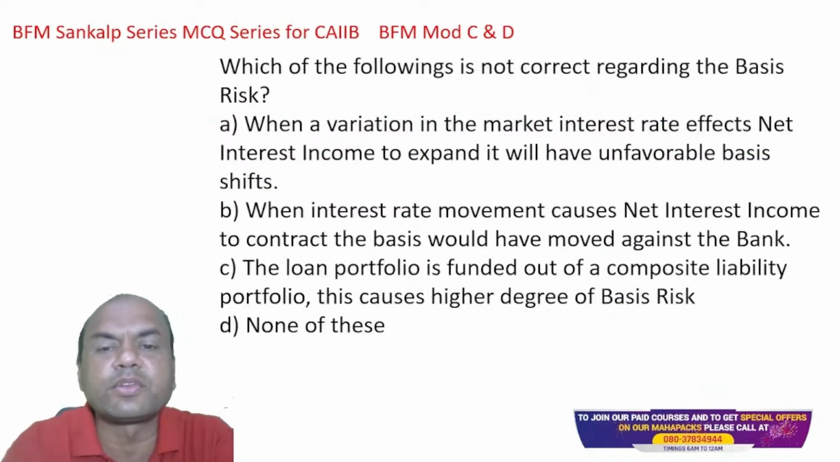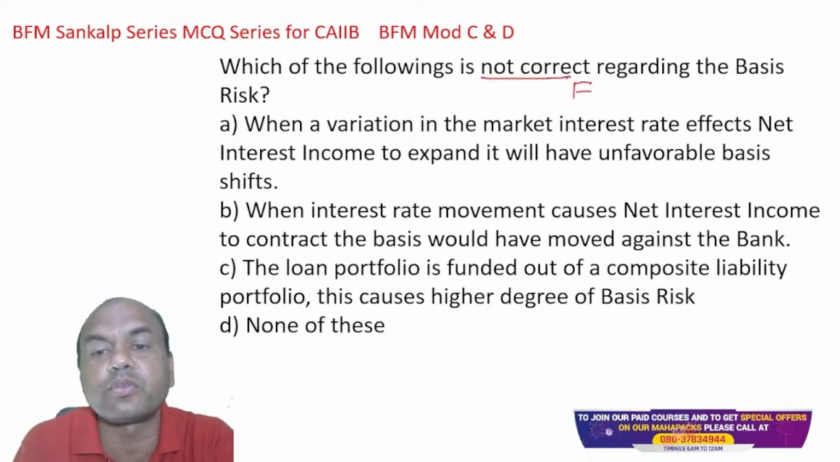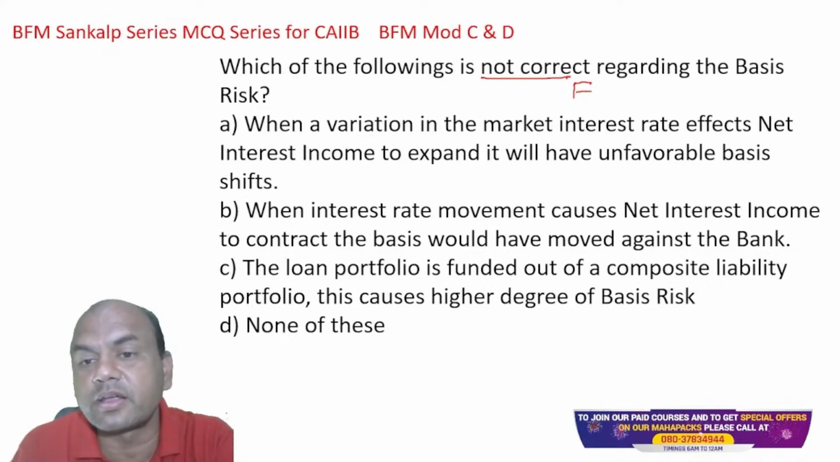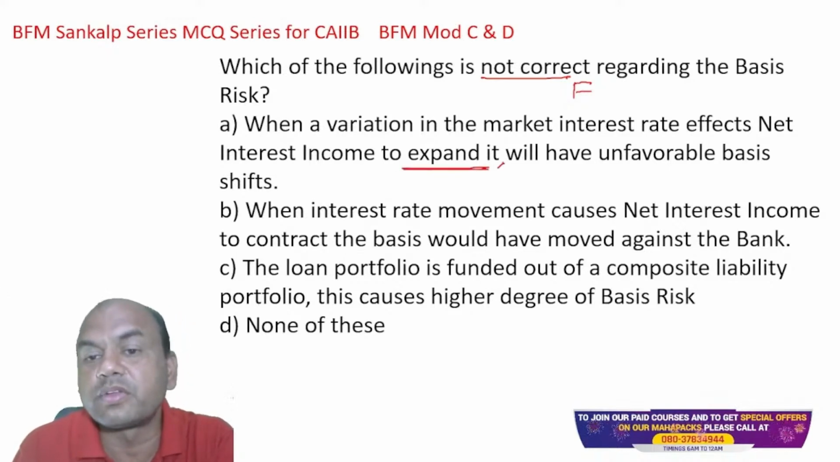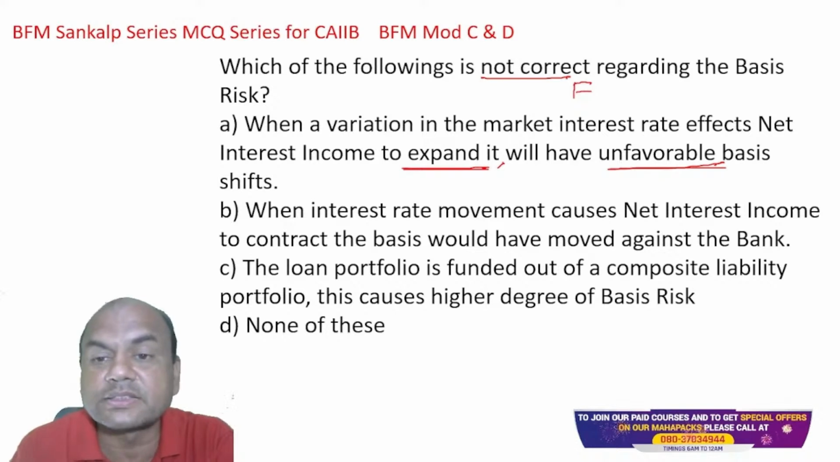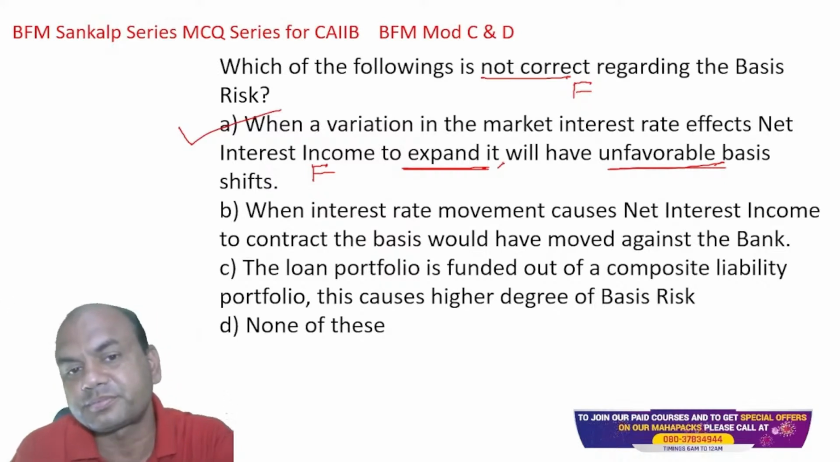Which of the following is not correct regarding the basis risk? Not. So again, we want false. Always immediately mark this. You want the false answer. When the variation in the market interest rate affects net interest income to expand it, it will be unfavorable basis shift. Expanded means my net interest income is increased. So if it is increased, is it unfavorable for me? So that is false, obviously. So this is gone. So A is the only answer. Don't even look at B and C because all of these is not the option.